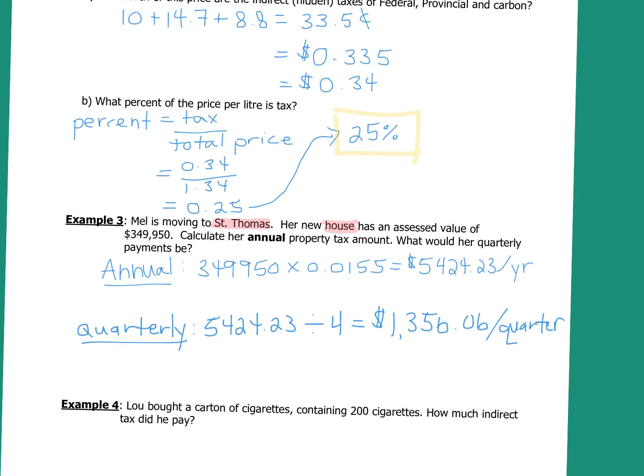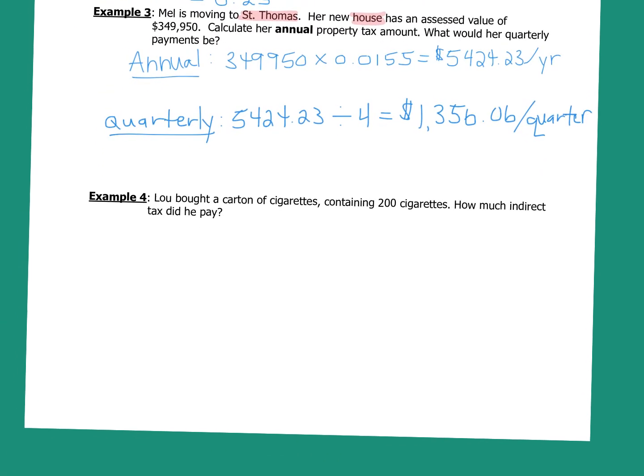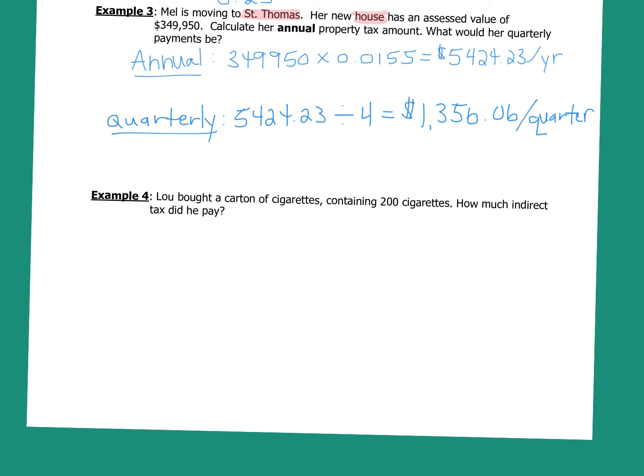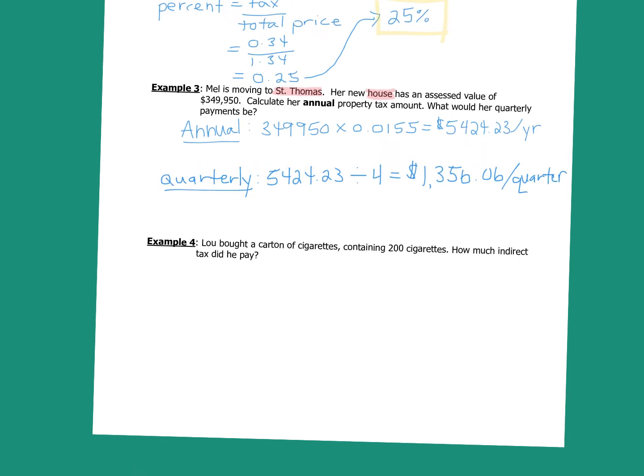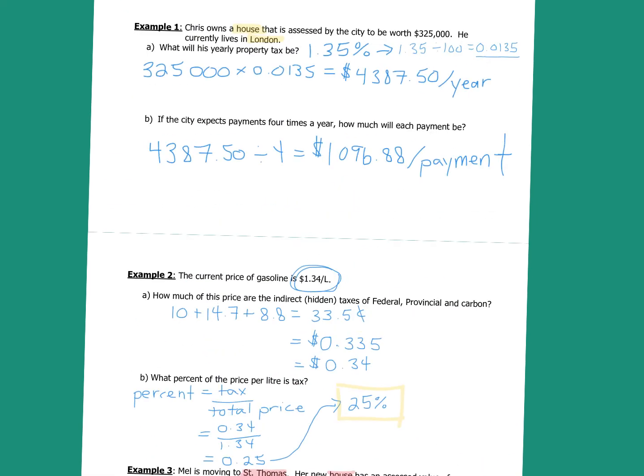Okay, and our last example here. Lou bought a carton of cigarettes containing 200 cigarettes. How much indirect tax did he pay? So we're going to again go back up and look at what we know about our cigarette tax here.